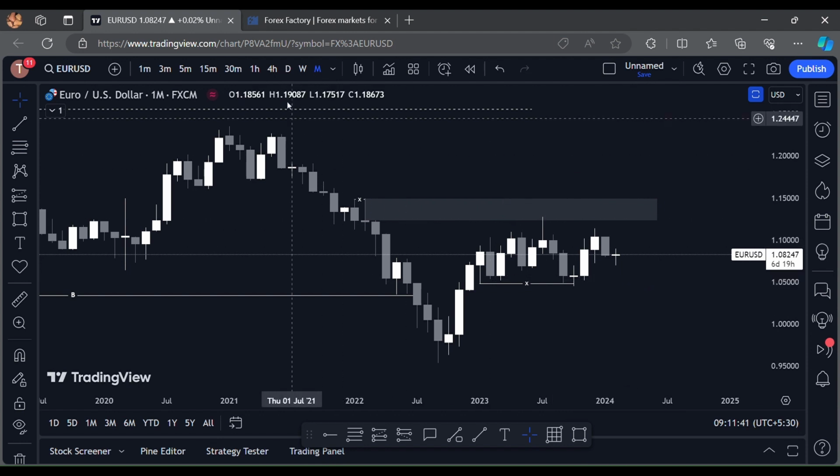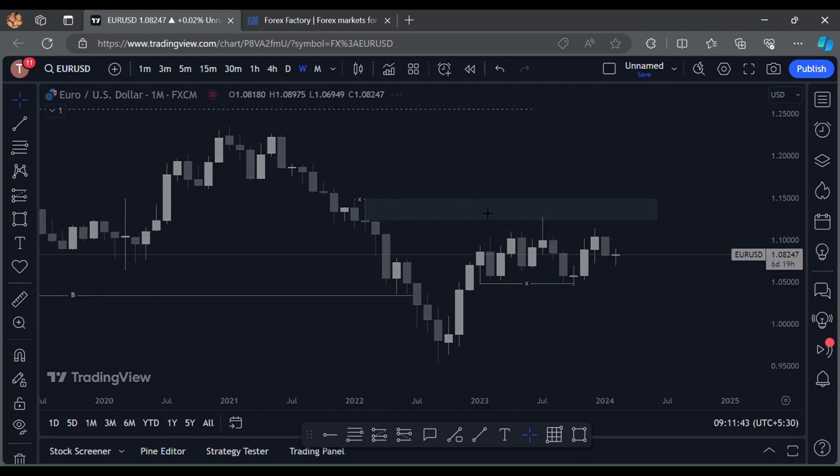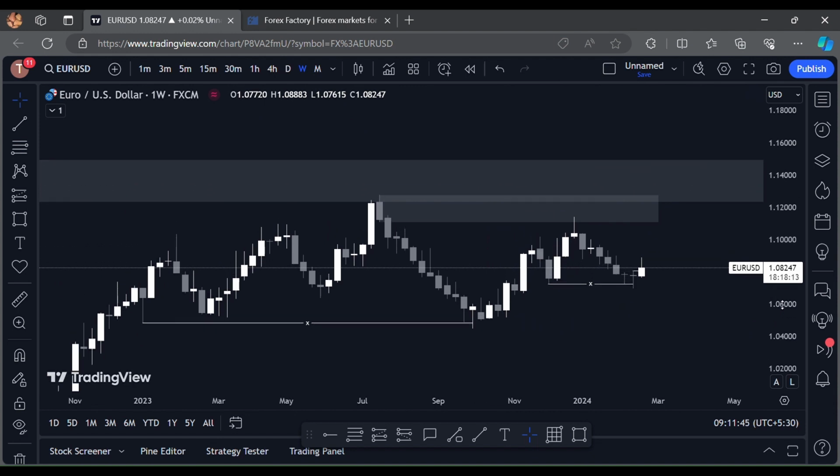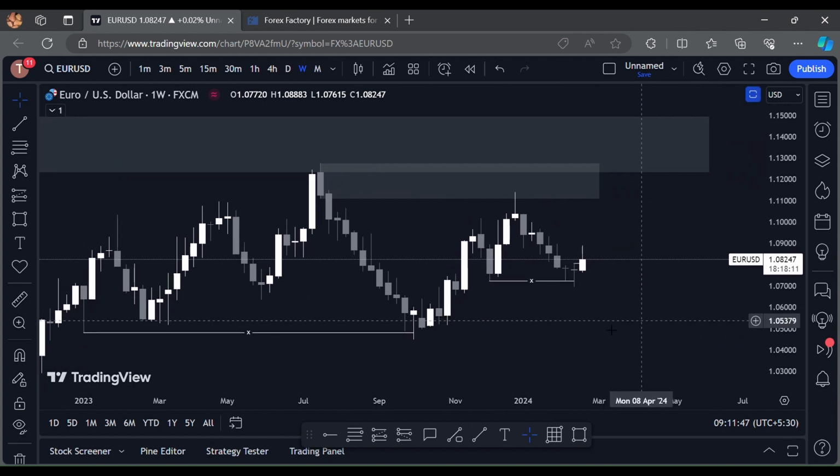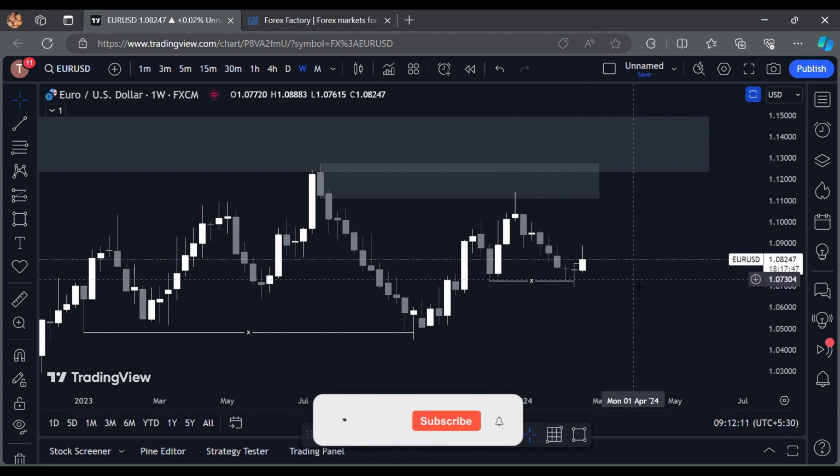Let's move to the weeklies now. So this is the weekly chart, and we can see that the price reacted from this unmitigated candle over here, which was responsible for the bearish move in the market. So we moved downward, and this was the last unmitigated area from where the price is actually reacting right now, and we have swept the lows. So the bias is still not clear, so let's move to the dailies now.